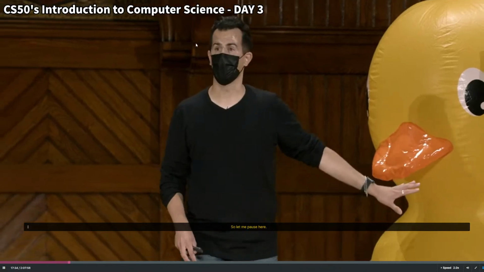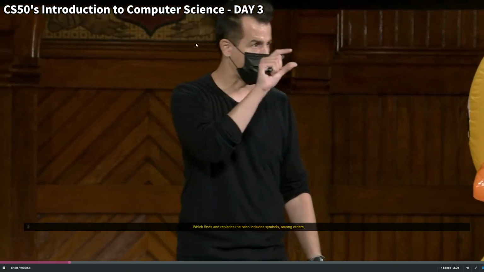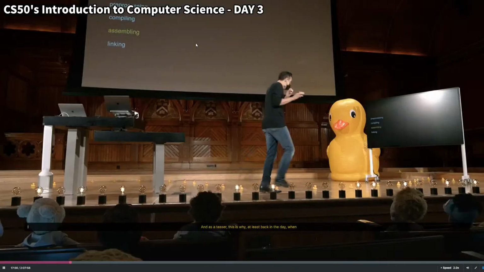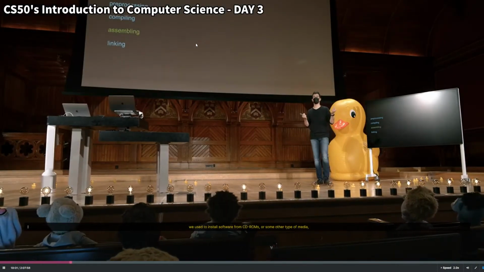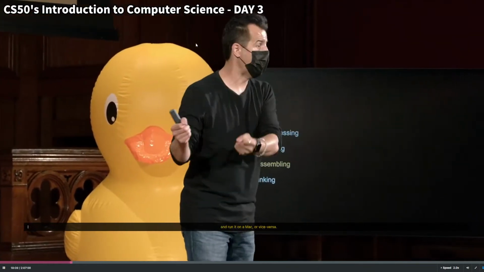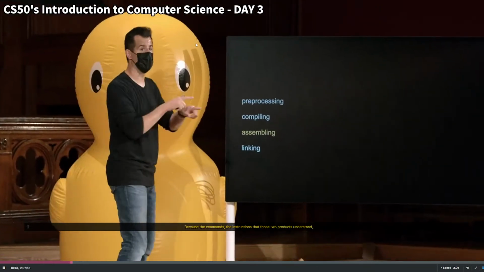So let me pause here. Are there any questions on what we mean by pre-processing, which just finds and replaces the hash includes symbols, among others, and compiling, which technically takes your source code once pre-processed and converts it to that stuff called assembly language? Correct. Each type of CPU has its own instruction set. Indeed. And as a teaser, this is why, at least back in the day when we used to install software from CD-ROMs or some other type of media, this is why you can't take a program that was sold for a Windows computer and run it on a Mac or vice versa, because the commands, the instructions that those two products understand are actually different.